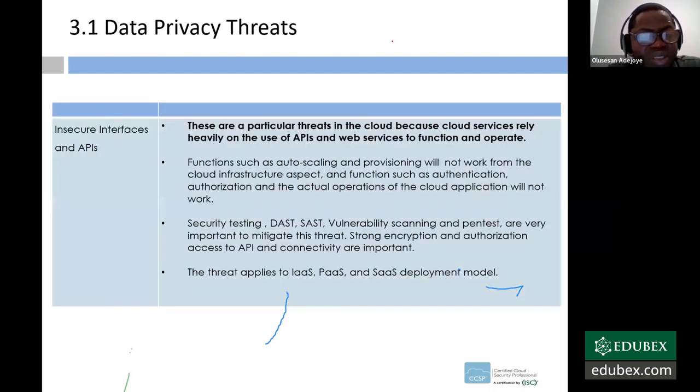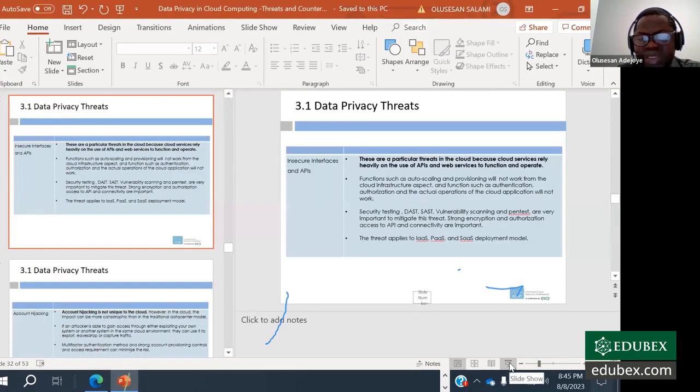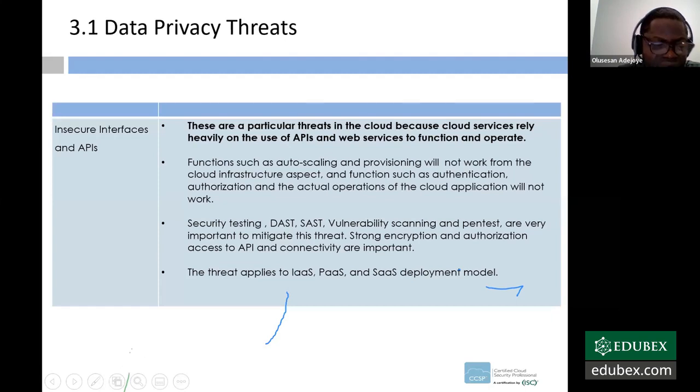Now, insecure interface and API, this is peculiar to cloud only, because most of the functions you have within the cloud, your auto-scaling, your provisioning, all these functions depend on APIs, application programming interfaces. So when you have an insecure interface, this could lead to your data being breached. So one of the things you do is that you must embark on security testing, your dynamic application security testing. It's very important. You can also do static application security testing. Vulnerability scanning will be of help. Then pen testing. All these are the tests you do to prevent insecure interface or API.